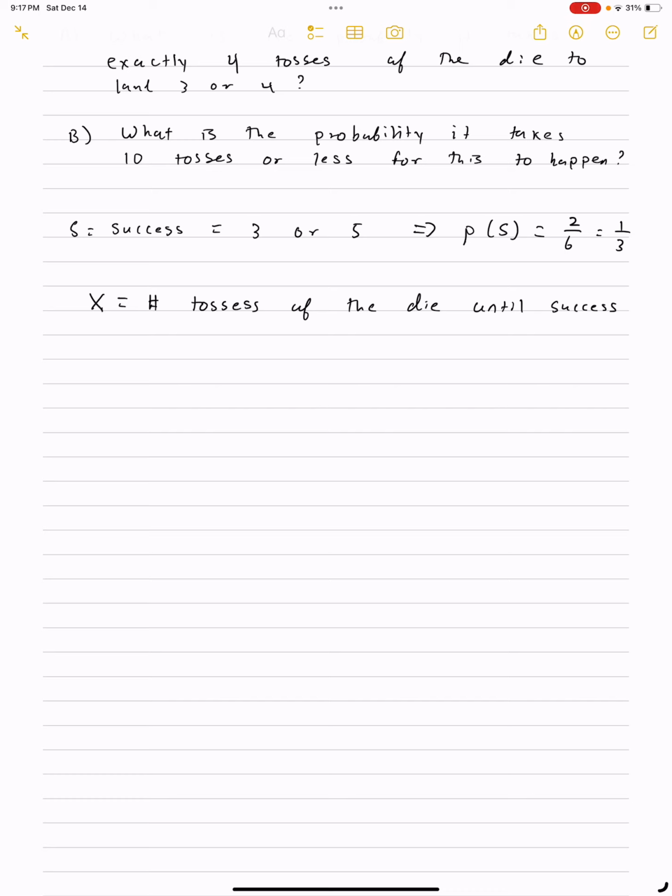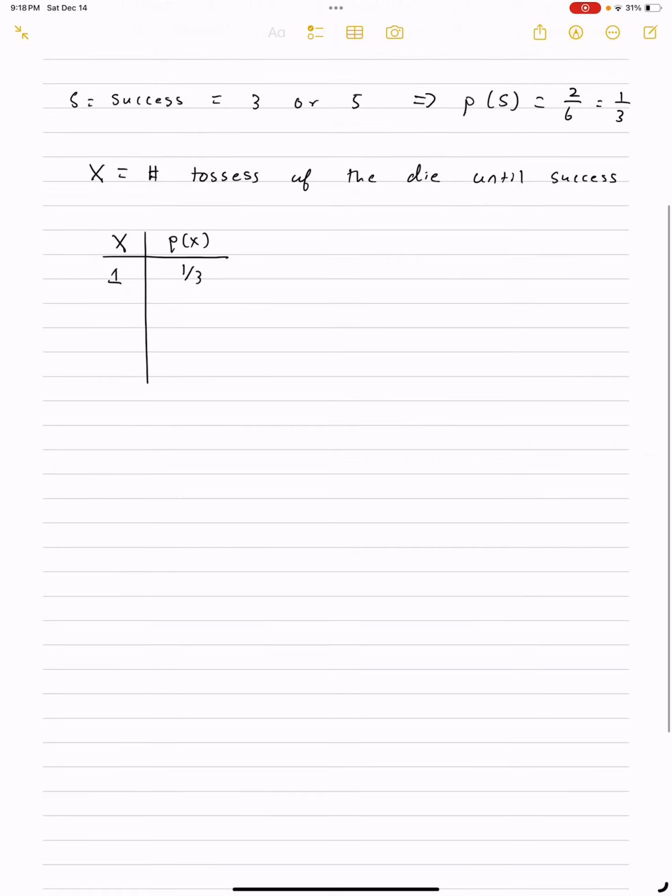So I'm going to make a table of x versus p of x. You have to toss the die once in order to get success. So that indicates that that's the 1/3 probability outcome. You get success on the first toss. So on the first toss, you got success, or you can have failure. So this is 1/3, that's 2/3.